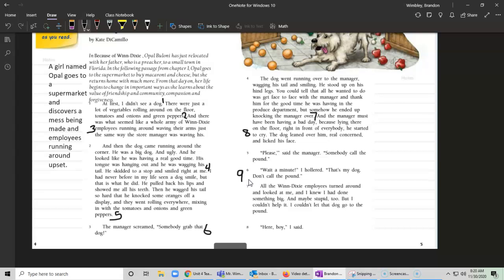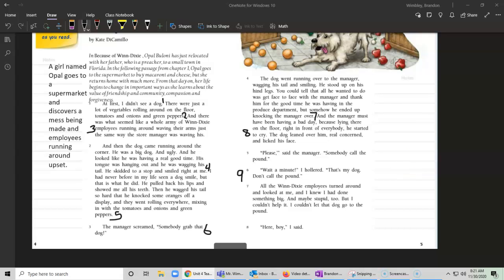All the Winn-Dixie employees turned around and looked at me, and I knew I had done something big. And maybe stupid too. But I couldn't help it. I couldn't let that dog go to the pound. "Here, boy," I said. Now, as we were reading it, these were some of the key events that I found that I put those numbers by.